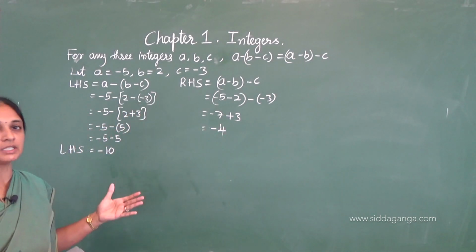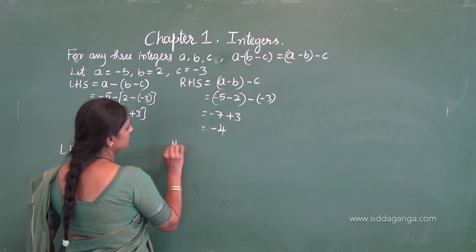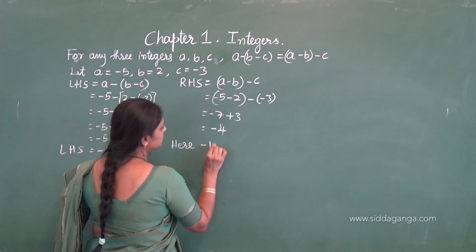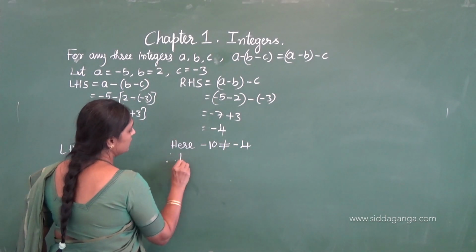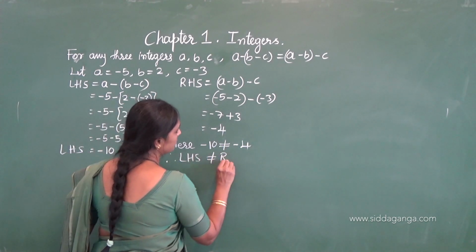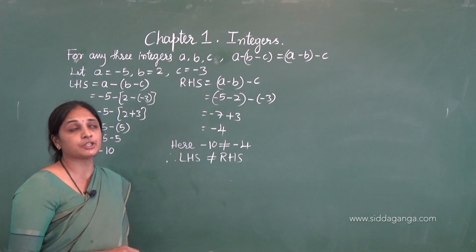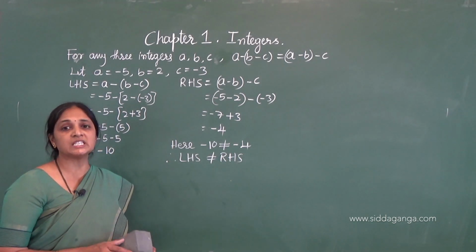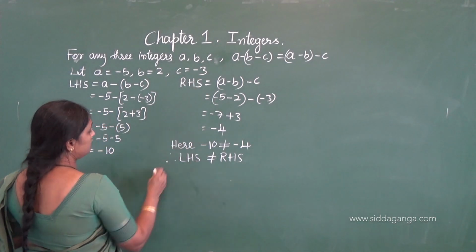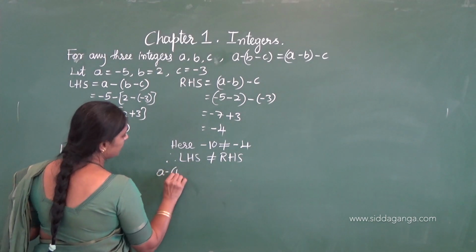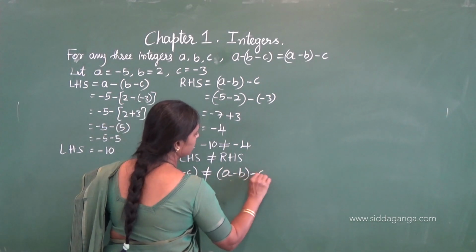So compare LHS and RHS. Now, LHS is -4 and RHS is -10. Here -4 is not equal to -10. Therefore, LHS is not equal to RHS. Then for subtraction, integers don't satisfy the condition. So then we can say that (a - b) - c is not equal to a - (b - c).